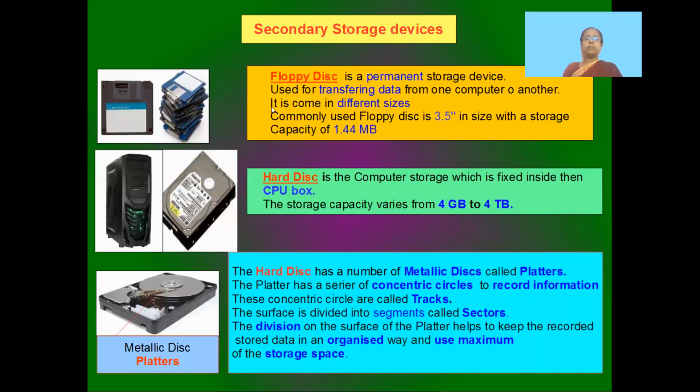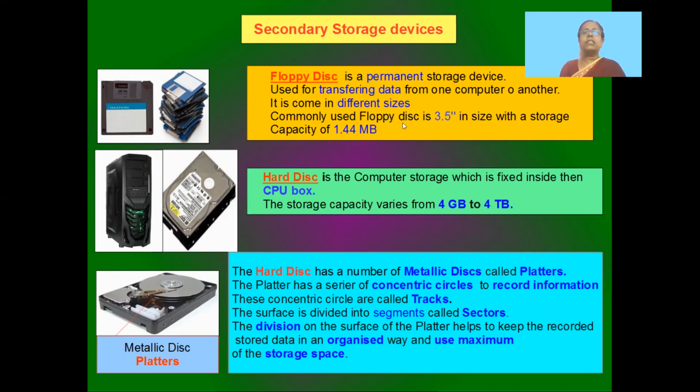Here is an explanation of the secondary storage. Basically, in the beginning, we used to use this floppy disk. This floppy disk is also a permanent storage, and it helps in transferring data from one computer to another. They come in different sizes. The size of the commonly used floppy disk is 3.5 inches, and the storage capacity is 1.44 megabytes.